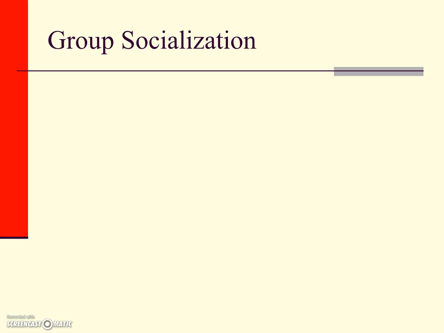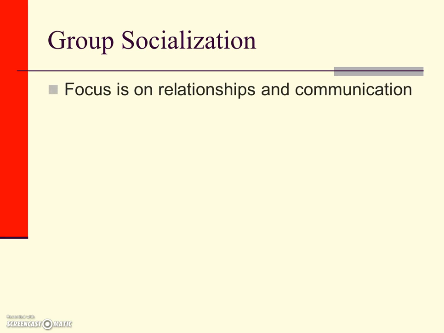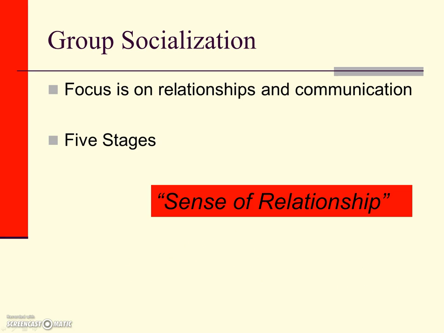The next theory or model I'm going to talk about is group socialization. And this came out of some communication scholars, Anderson, Martin, and Riddle. And they were looking specifically at how people communicate in groups, and they focused mainly on relationships and communication. But you will see elements of Tuckman's model as I go through their particular stages. They also have 5 stages, very similar to Tuckman's, and some of them will appear almost identical. The emphasis, though, is on relationships and communication.